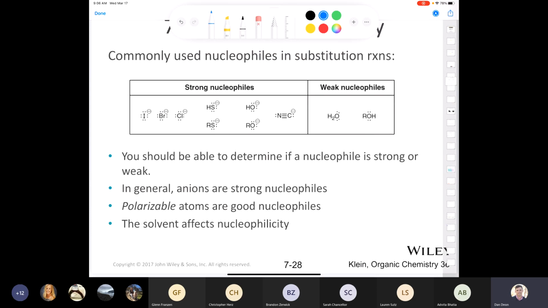are shown here in this table. David Klein, the author of this textbook, loves tables, and I love him for it. He does a really good job of making good, concise summaries for our students. Commonly used nucleophiles, let's go over them.